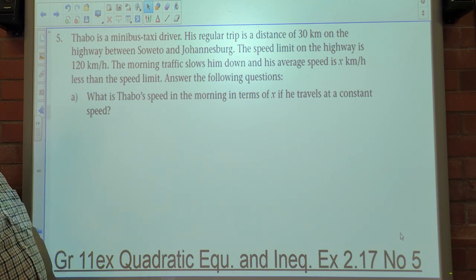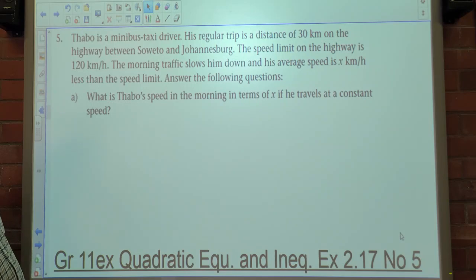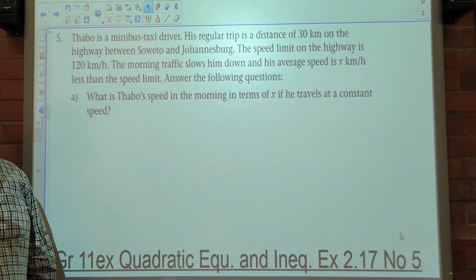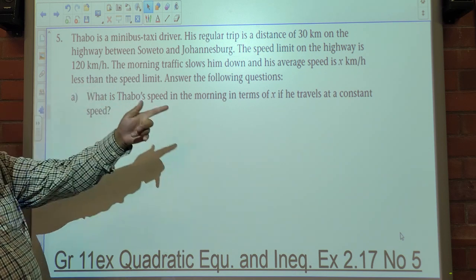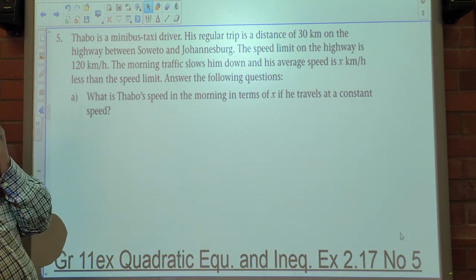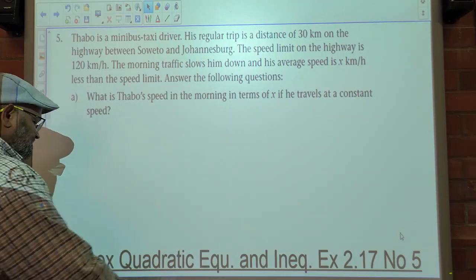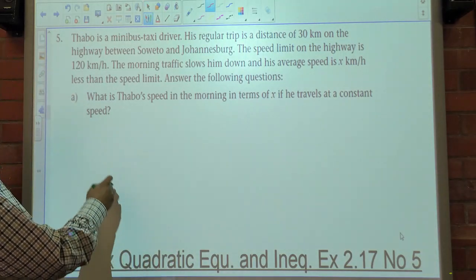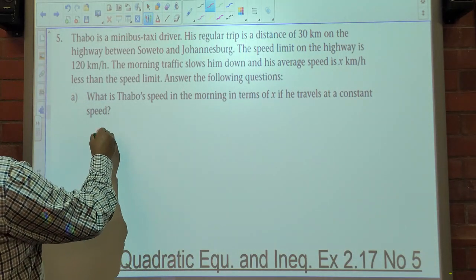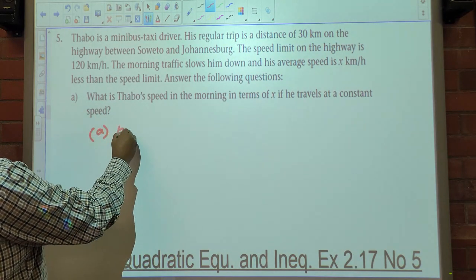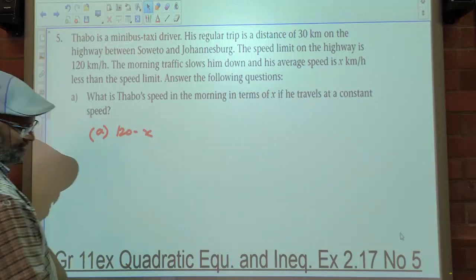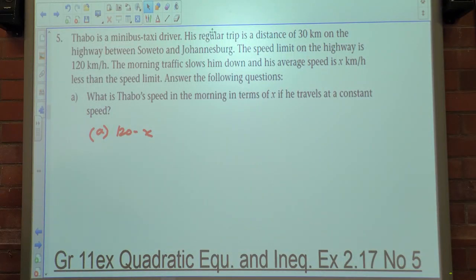The morning traffic slows him down and his average speed is X kilometers per hour less than the speed limit. So what is his speed in the morning? 120 minus X. Let's go with A. A says, what is Tabo's speed in the morning? We did that already. So it's 120 minus X. Alright, you all agree with that?